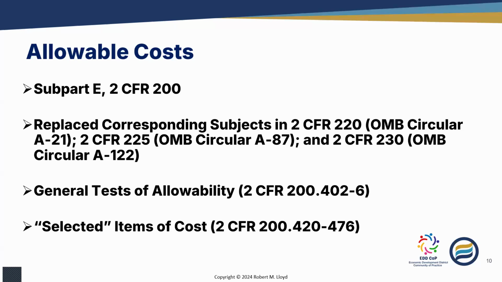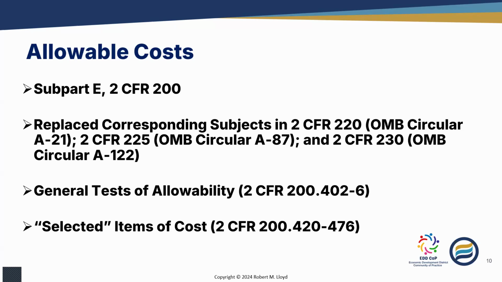Now, there are two important aspects of that document. The first is what's known as the general tests of allowability. And these general tests apply to every cost that you might want to charge to the federal government, even if the cost is not specifically mentioned in the cost principles itself. The second component is what's known as the selected items of cost.